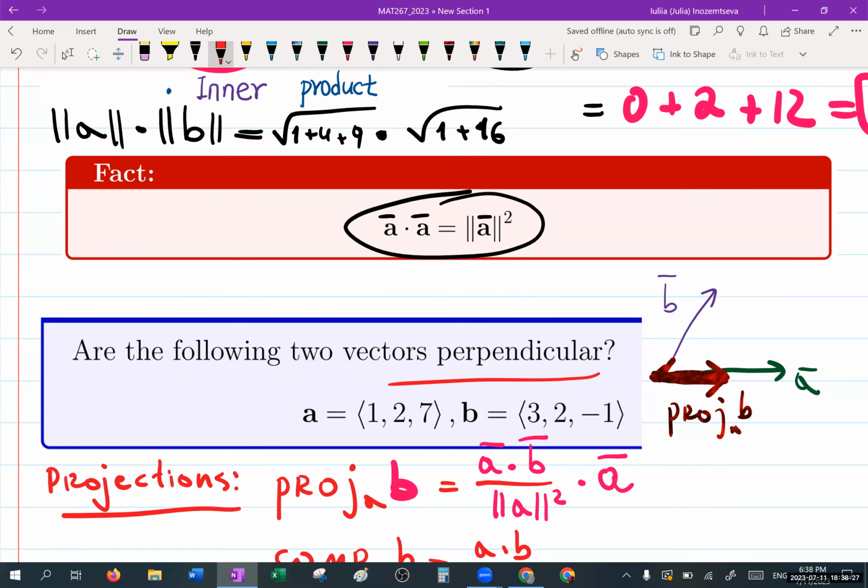Let me see people saying in the chat. The magnitude is not squared, right? I was kind of thinking about it too.